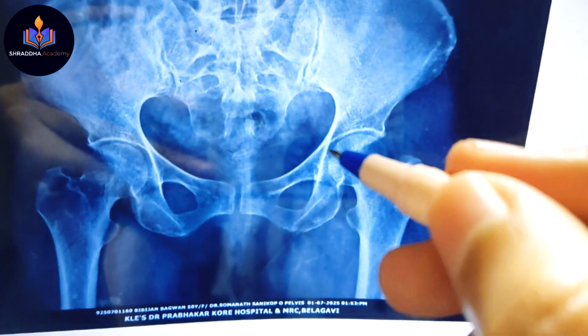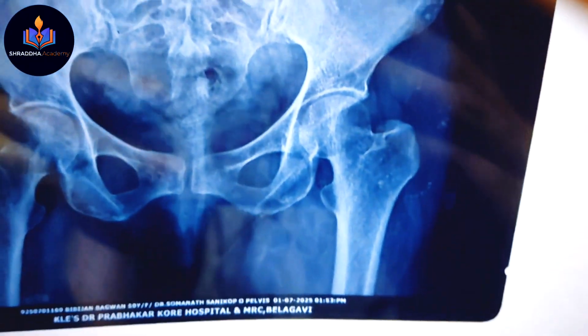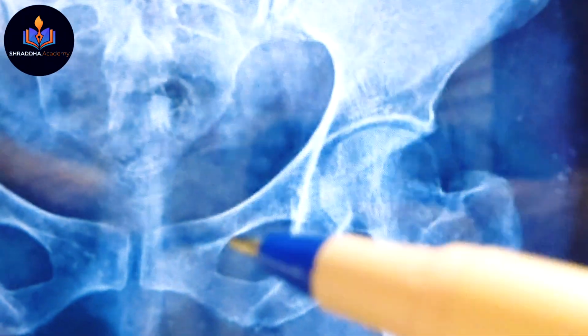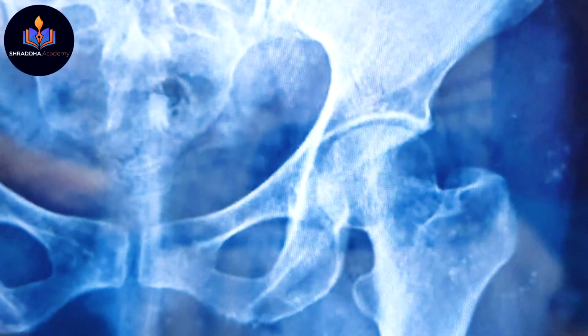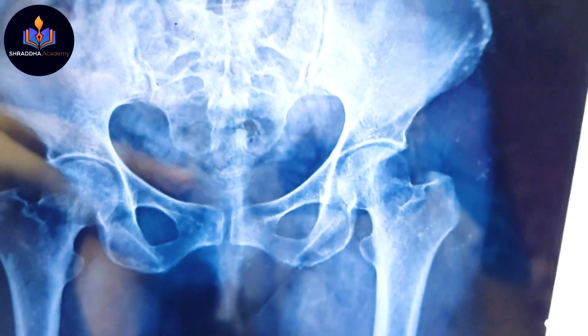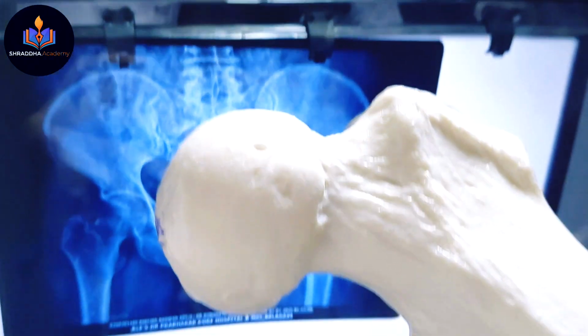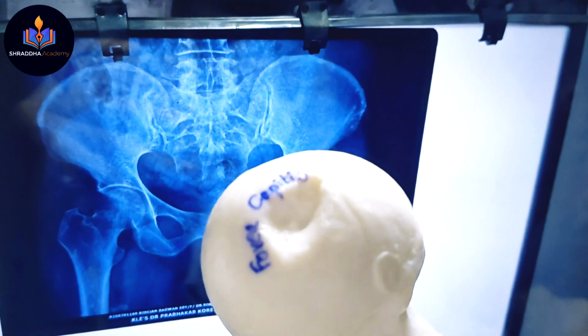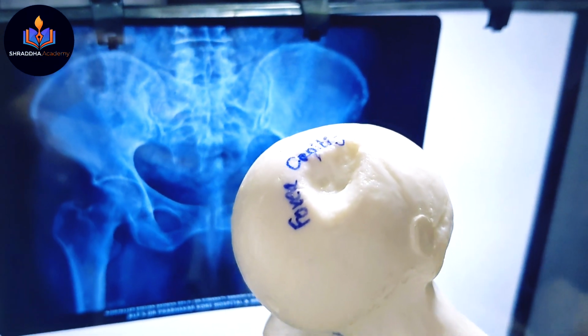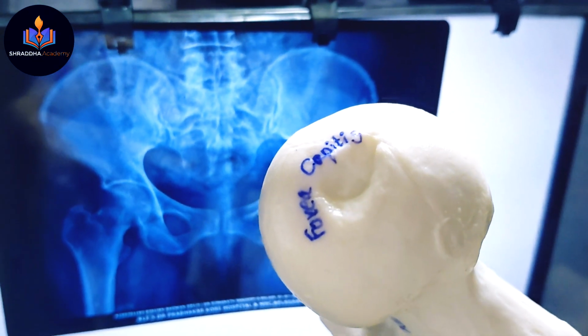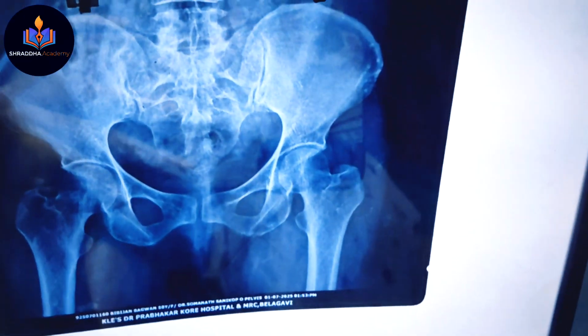And one more thing you can see here: this part, which is present on the hip bone, over here. This part I am talking about is the fovea capitis, which can be asked in the practical examination.